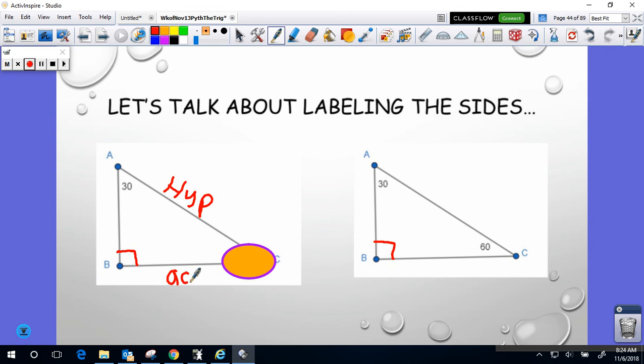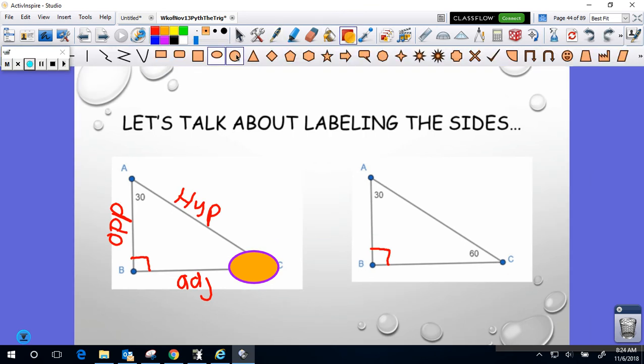Adjacent means side next to. So that means this side is the adjacent and this side over here is the opposite. So what if I change that now and choose to use 30 as my angle to label the sides with?